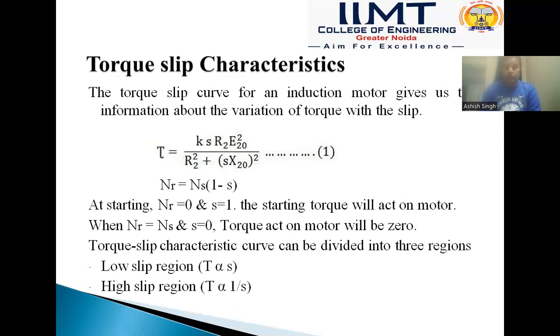The starting torque acting on the motor can be found by putting S equals 1. So the starting torque of the three-phase induction motor will become K R2 E2^2 upon R2 square plus X2 square, where X2 is the standstill rotor reactance.